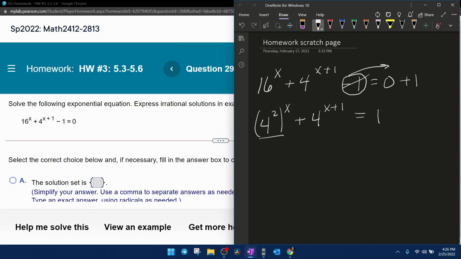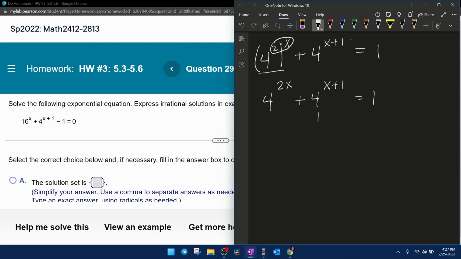So, simplifying the first term, we know that an exponent raised to another exponent is going to indicate multiplication, which is going to give me 4 to the 2x plus 4 to the x plus 1 equals 1. So where am I at? I do have a common base, but we cannot add things that have the same base unless they have the same power. So I'm not quite there yet.